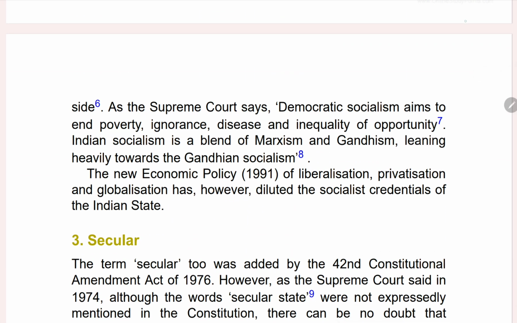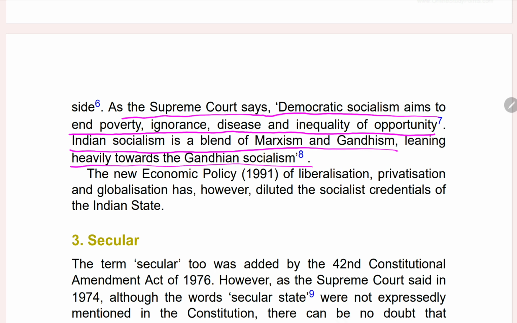As the Supreme Court says, democratic socialism aims to end poverty, ignorance, disease, and inequality of opportunity. Indian socialism is a blend of Marxism and Gandhism, leaning heavily towards Gandhian socialism. Marxism talks about a socialism in which there is no capitalist state, or there is no control by the capitalist people. There is no existence of private property. Gandhian socialism talks about cooperative societies, like the existence of cooperative societies. So it is a blend. Indian socialism is a blend of Marxism and Gandhism both, but it is basically tilted towards Gandhian socialism.